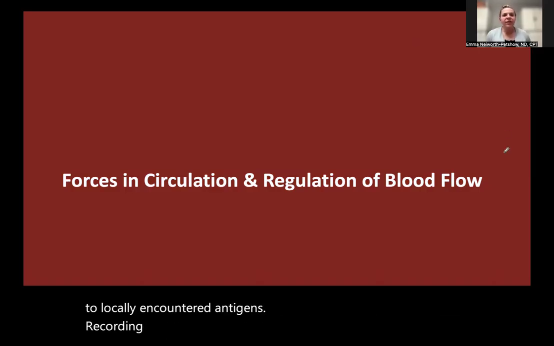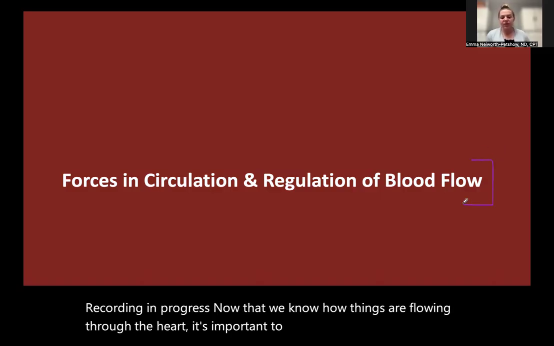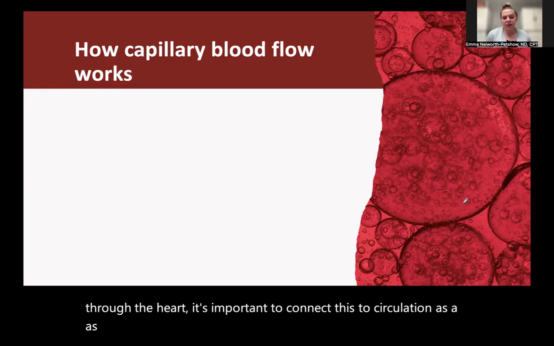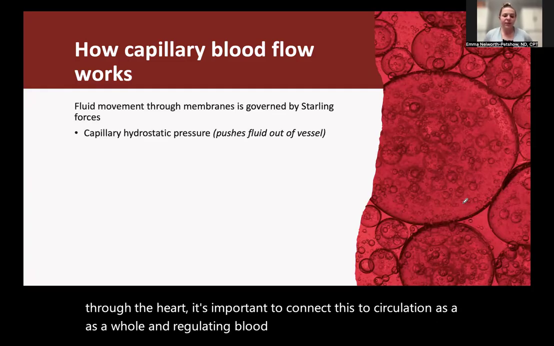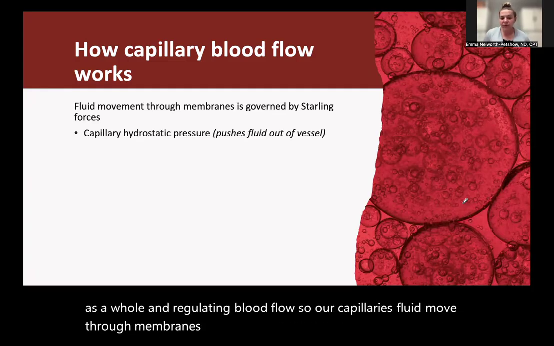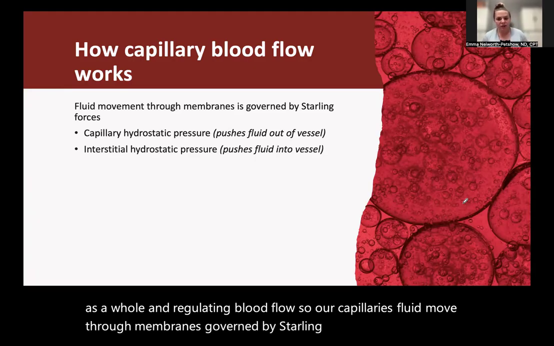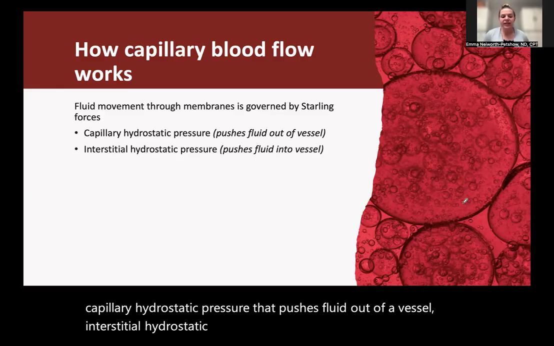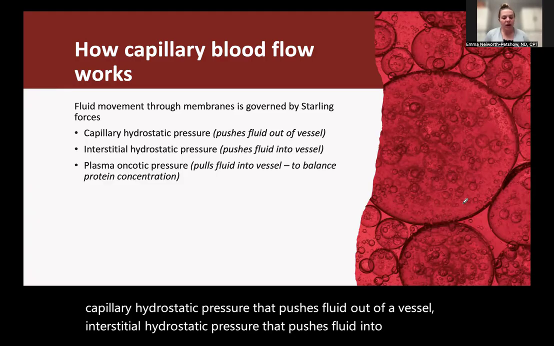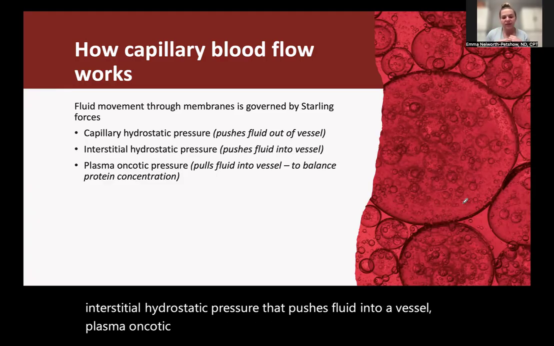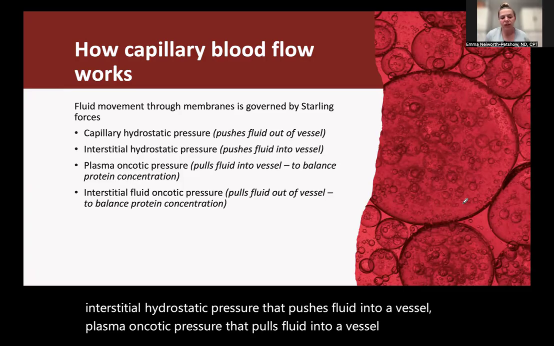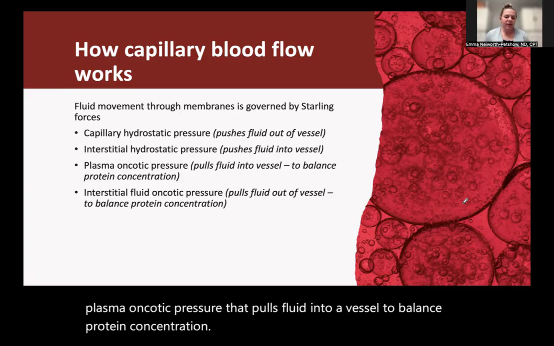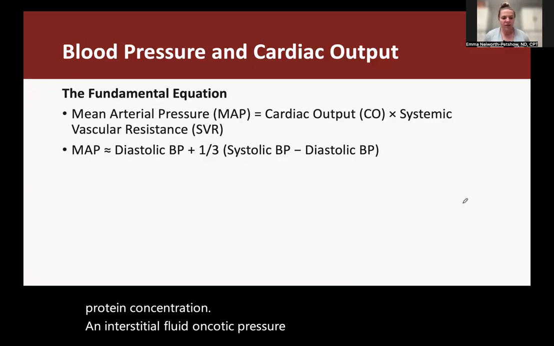Now that we know how things are flowing through the heart, it's important to connect this to circulation as a whole and regulating blood flow. In our capillaries, fluid moves through membranes governed by Starling forces, which include capillary hydrostatic pressure that pushes fluid out of a vessel, interstitial hydrostatic pressure that pushes fluid into a vessel, plasma oncotic pressure that pulls fluid into a vessel to balance protein concentration, and interstitial fluid oncotic pressure that pulls fluid out of a vessel.